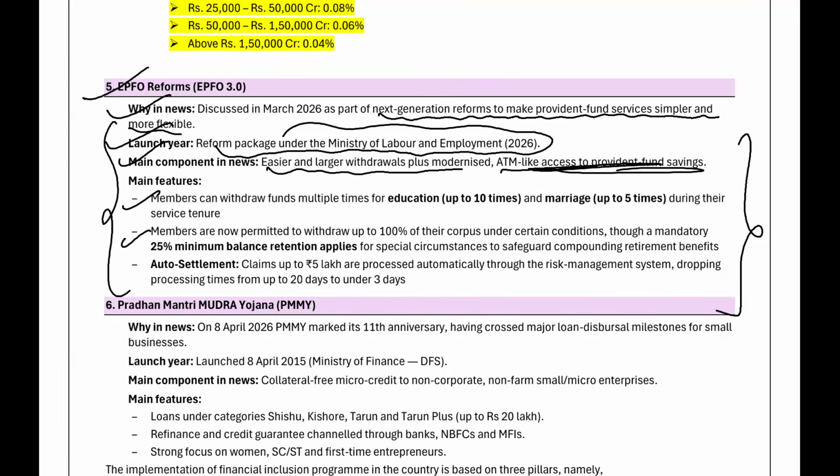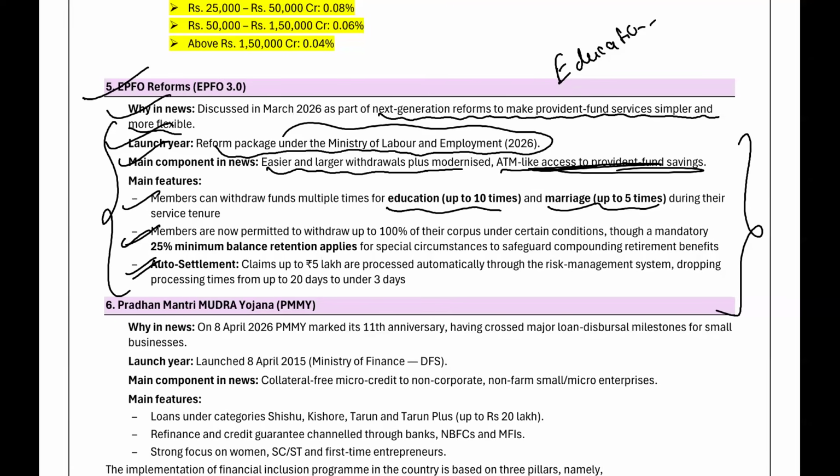Members can withdraw funds multiple times for education up to 10 times. Education के लिए कितना? Please whenever you are making notes वहां मेंशन करो, एजुकेशन के लिए 10 टाइम्स, मैरिज के लिए अप टू 5 टाइम्स. Is it clear? Are you getting my point? बाकी इंपॉर्टेंट नहीं है. ठीक है, these points will not go that deep. बस इतने पॉइंट्स को रीड आउट कर लो और it is important, right?